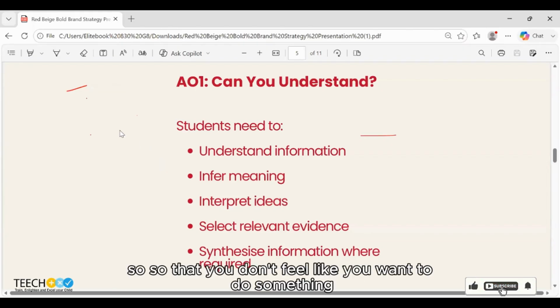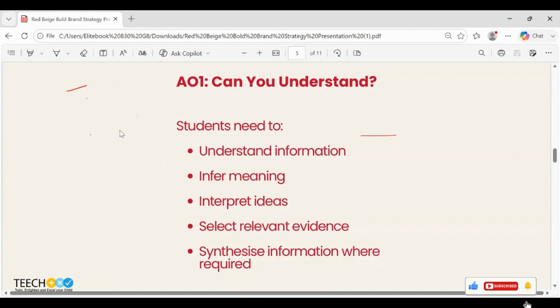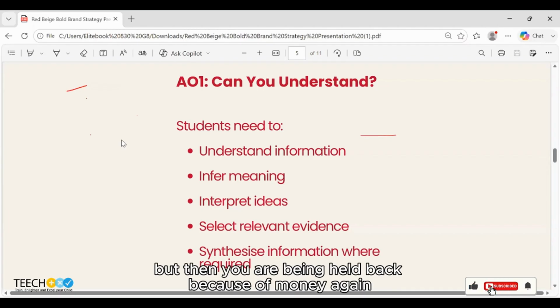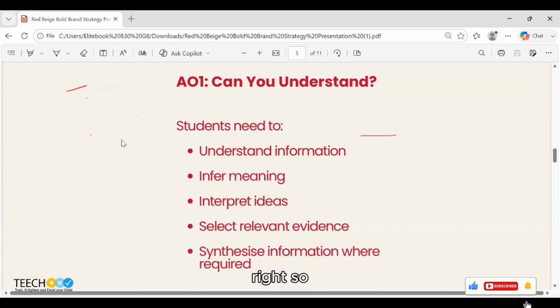Yes. So that you don't feel like you want to do something, but then you are being held back because of money again. Right, so every day gives you a particular number of questions you can answer, and I believe you are not just using IXL, there are other ones.